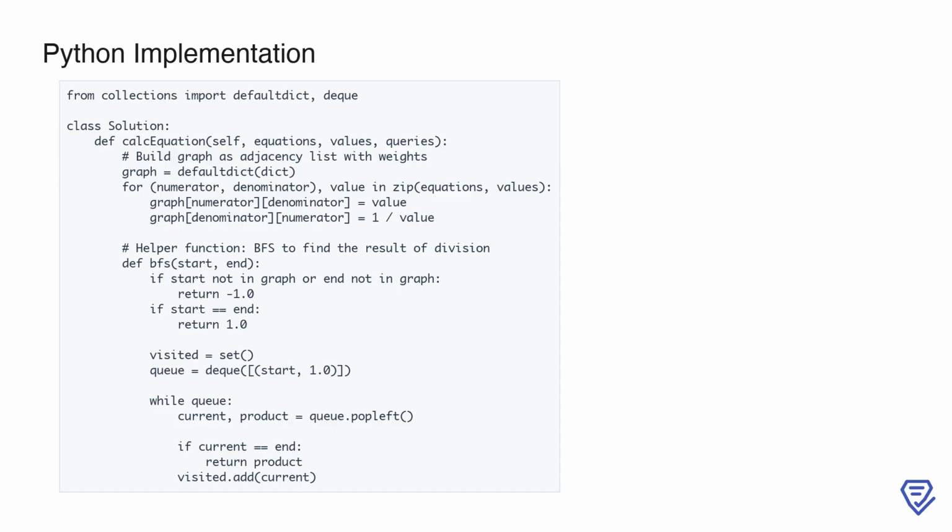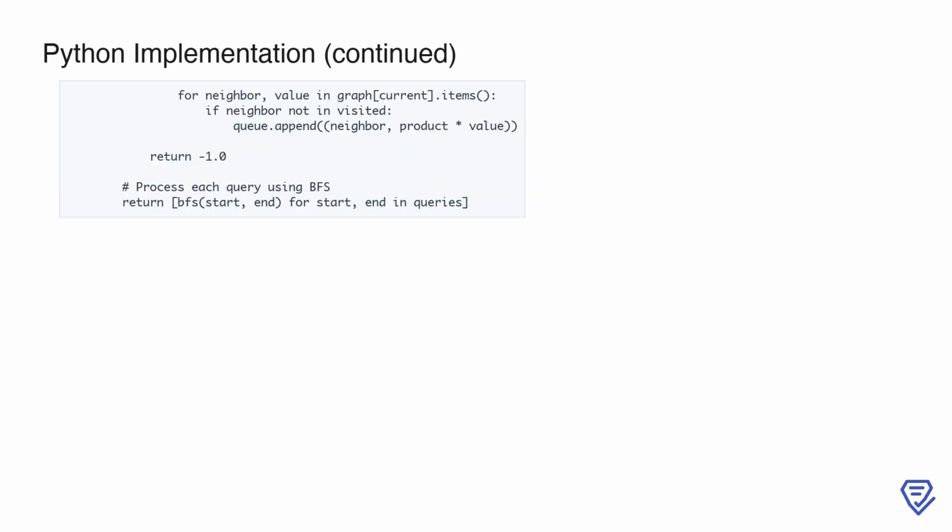Then, we initialize a set to keep track of visited nodes and a queue to manage our BFS traversal. The queue starts with the start node and an initial product of 1.0, representing the cumulative result of the division so far. The BFS traversal continues by processing nodes from the queue. For each node, we check if it matches the end node. If it does, we return the current product, which represents the result of the division. Otherwise, we mark the current node as visited and explore its neighbors.